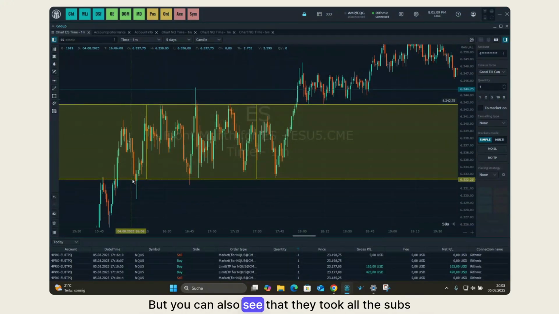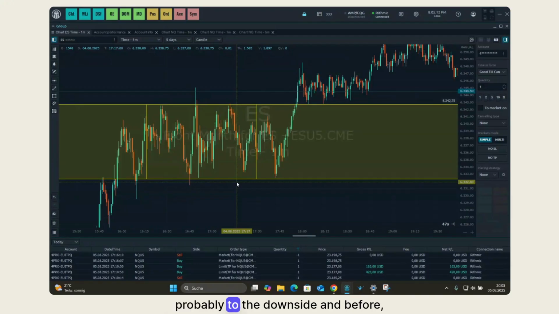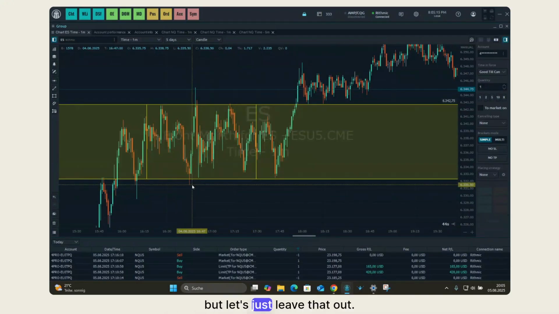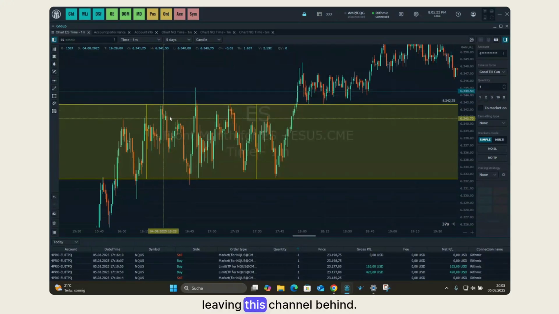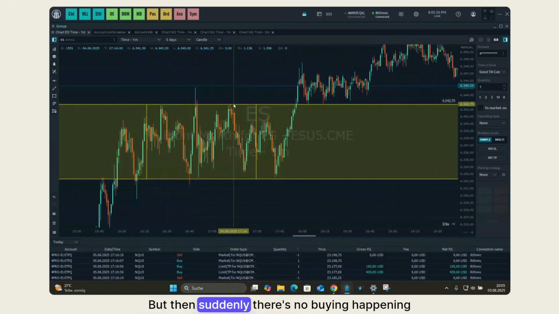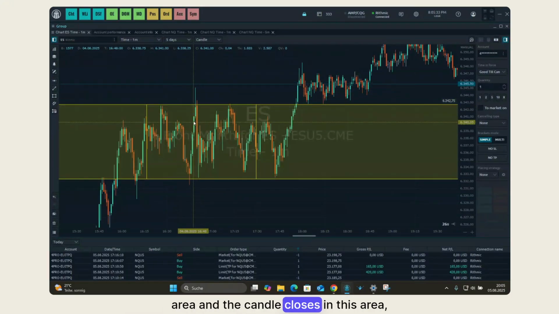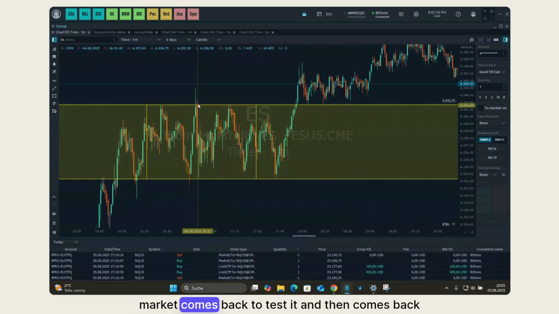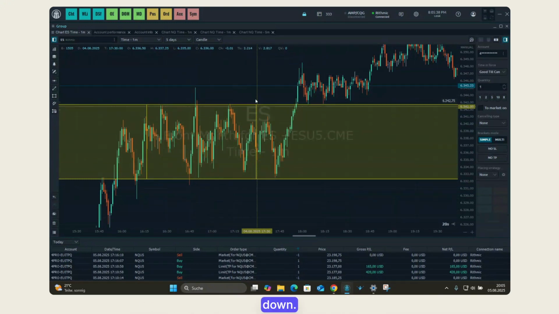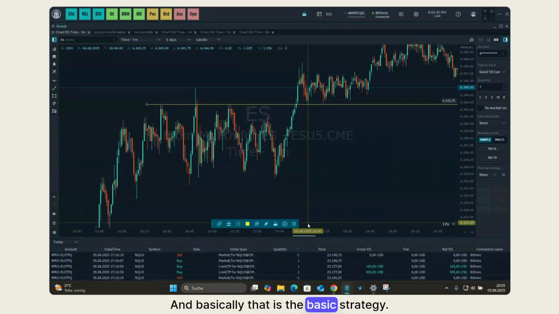But you can also see that they took out the subs probably to the downside before. But let's just leave that out. Basically, market leaves to the upside, leaving this channel behind. But then suddenly there's no buying happening anymore, and the market comes back down into this area, and the candle closes in this area. Market comes back to test it and then comes back down. And basically that is the basic strategy.